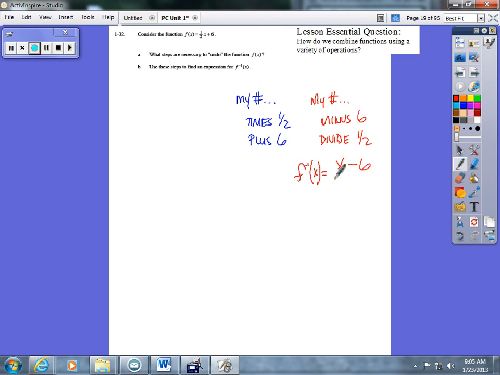And then instead of dividing, I can write divided by 1/2, but fractions inside of fractions are a math no-no. So instead of dividing by a fraction, hopefully you learned at some point, probably 6th grade, it's better to multiply by the reciprocal. So the reciprocal of 1/2 is 2. So my inverse function would look like this: 2 times the quantity x minus 6.